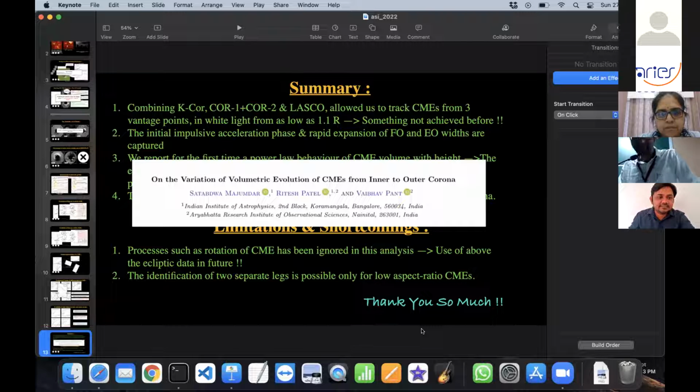Yeah, but the tilt angle does not have a say on the aspect ratio, right? Okay, so yeah, it's good work. We will discuss it sometime. Sure, yeah. Okay, thank you, Satabdwa.